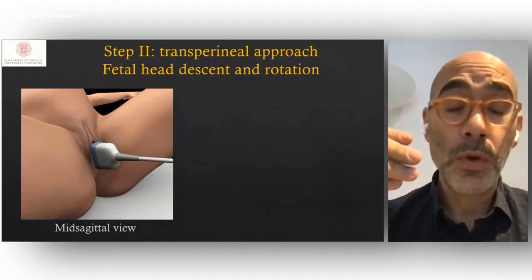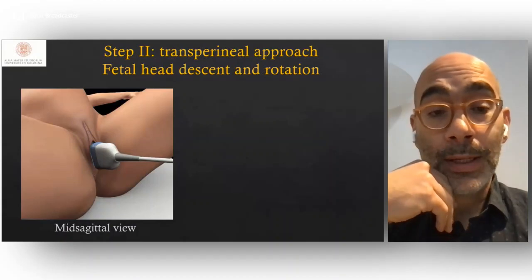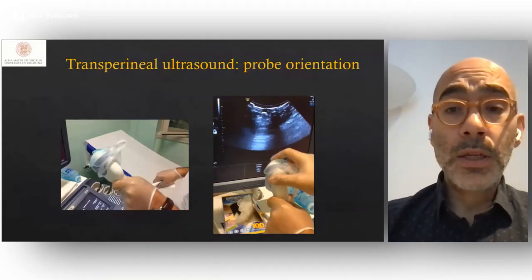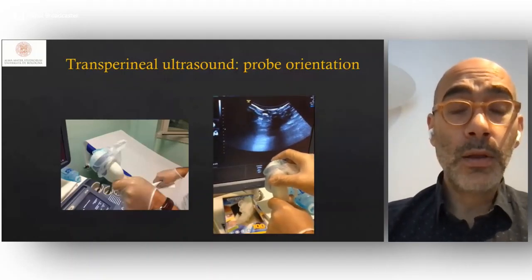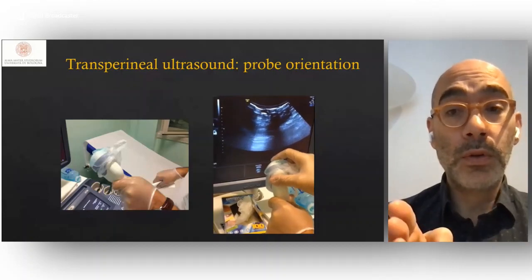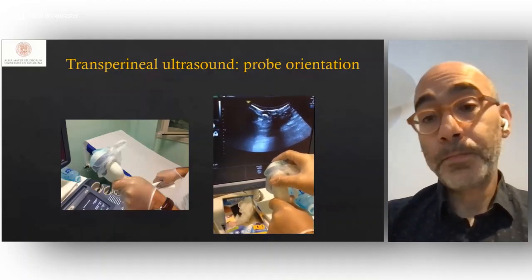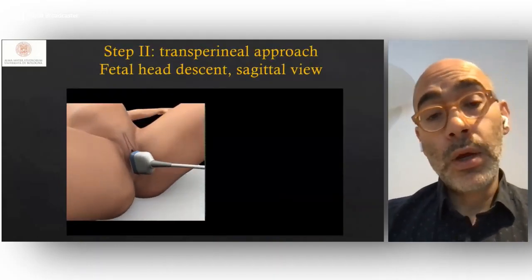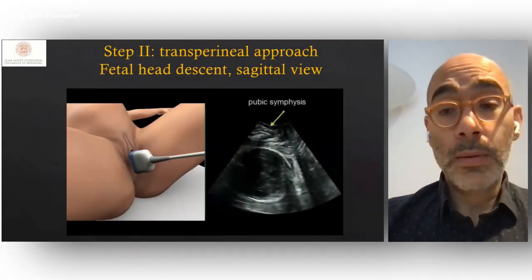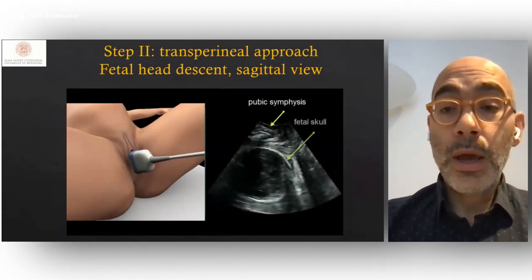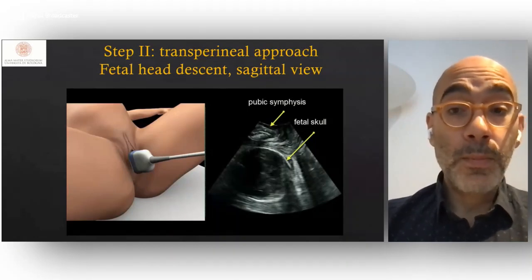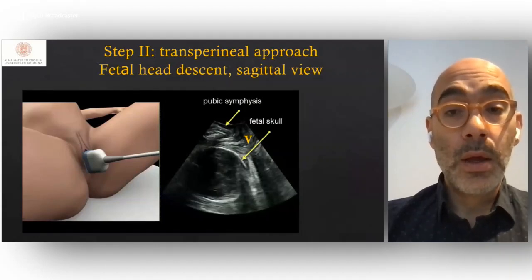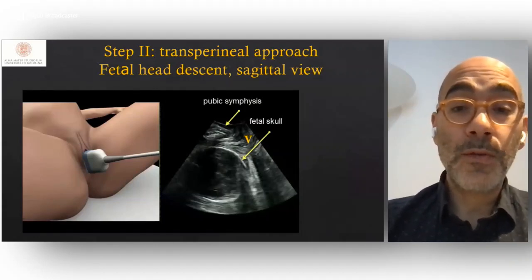There are mainly two views on the transperineal scan: the mid-sagittal view, or sagittal view, and the axial view. This is how we orientate the probe. The upper part of the transducer should correspond to the left part of our screen, and then we place the transducer on the perineum, between the labia. This is what we see: centrally, the symphysis pubis and the fetal skull in the mid-sagittal view. Here we can assess the relationship between the symphysis pubis and the fetal skull.